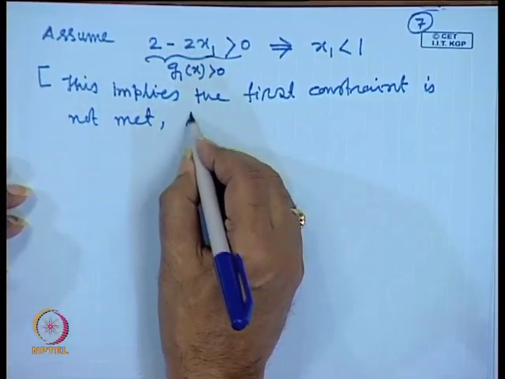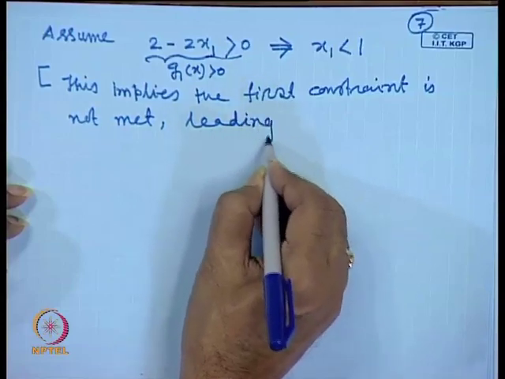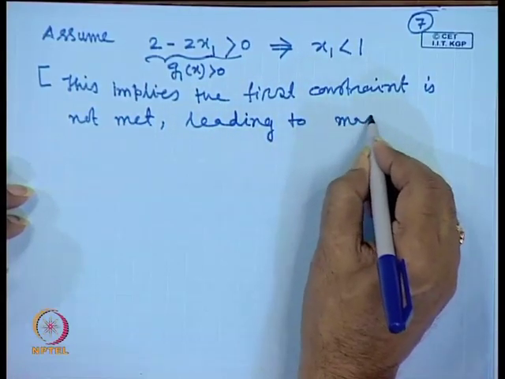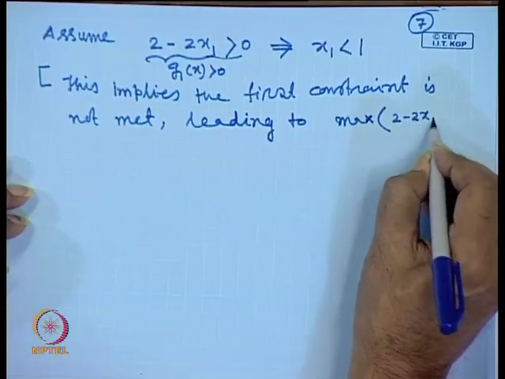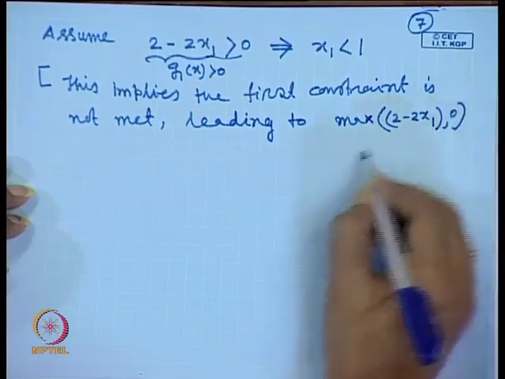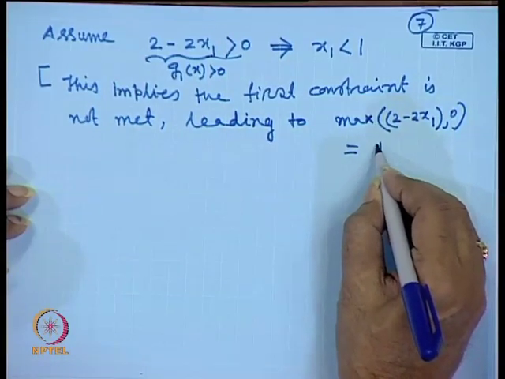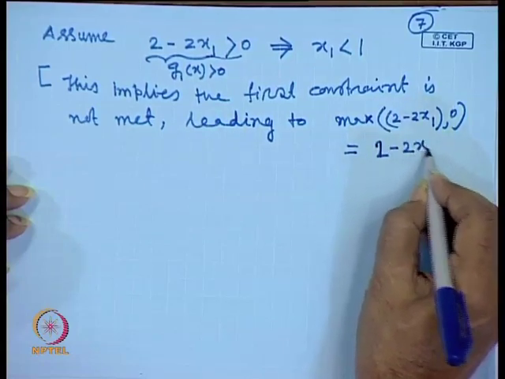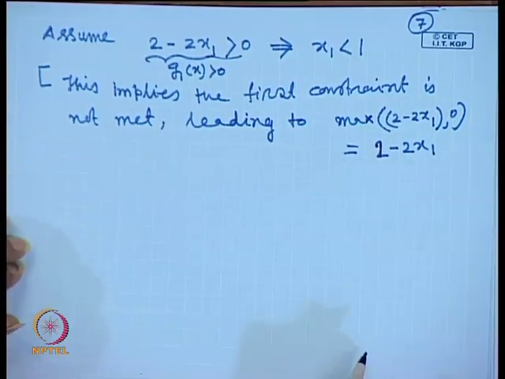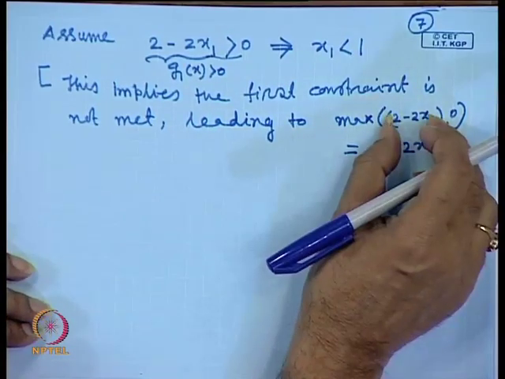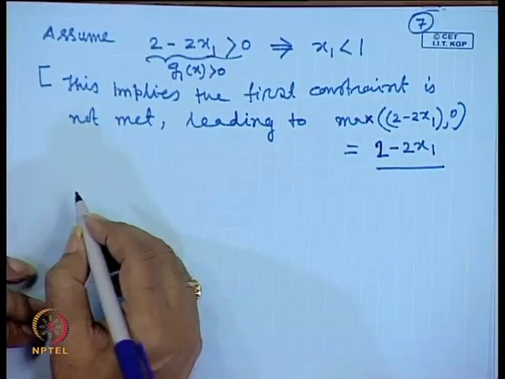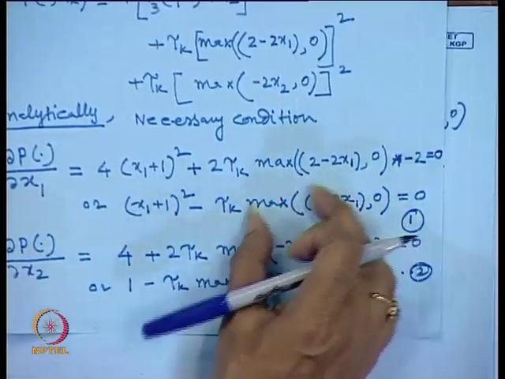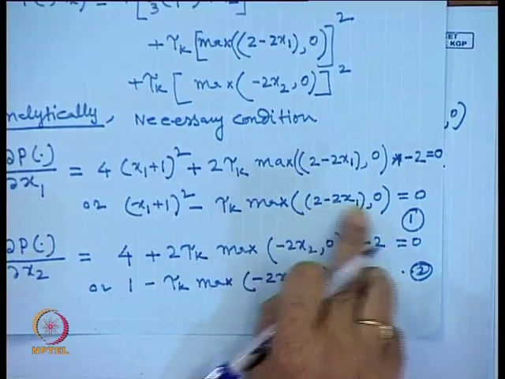and this leads to max of (2 minus 2 x1, 0) is equal to 2 minus 2 x1. Agree? Because this is a positive quantity in the infeasible region, the max of this one is this. So now from this equation, what can we write? The value of this one is nothing but 2 minus 2 x1 only.